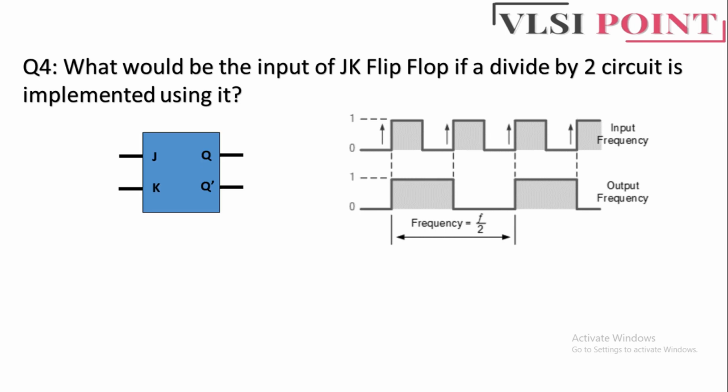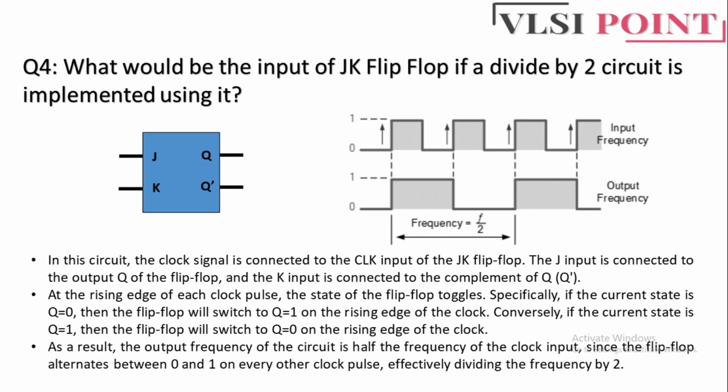This is your JK flip-flop. J and K inputs are given, the clock signal is given, and your output Q is there, and this is the Q bar. So in order to implement this divide by 2 circuit, simply what you have to do is connect this J with Q bar and this K with Q. So what will happen in that condition?